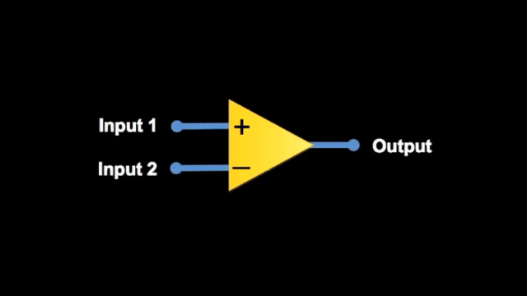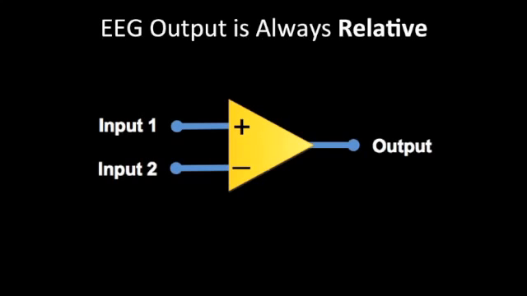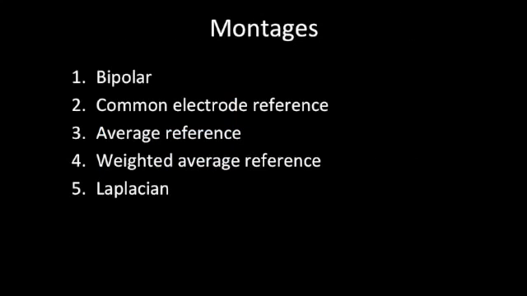One of the keys to a deeper understanding of the interpretation of EEG is understanding the basis of EEG montages. One of the things we have to remember is that the basis of EEG is the differential amplifier. We have to keep at the top of our minds the fact that EEG output is always relative. For this reason, we have a variety of ways of looking at EEG, which we call montages. We will go through 4 of these 5 montages in this video.